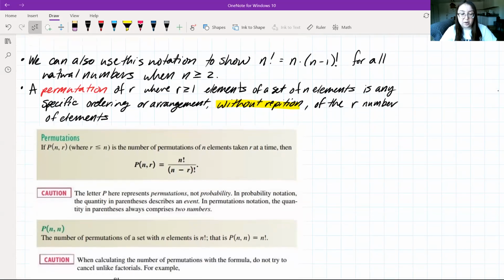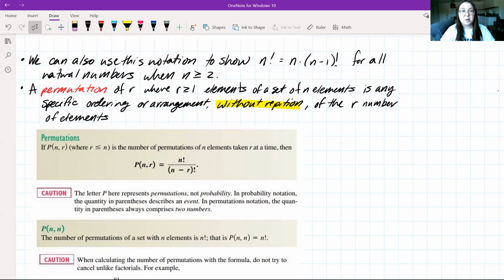A permutation of r elements, where r is greater than or equal to 1, from a set of n elements, is any specific ordering or arrangement without repetition of the r elements. So P of n comma r, where r is less than or equal to n, is the number of permutations of n elements taken r at a time. Then the permutation of n comma r is equal to n factorial divided by n minus r factorial.